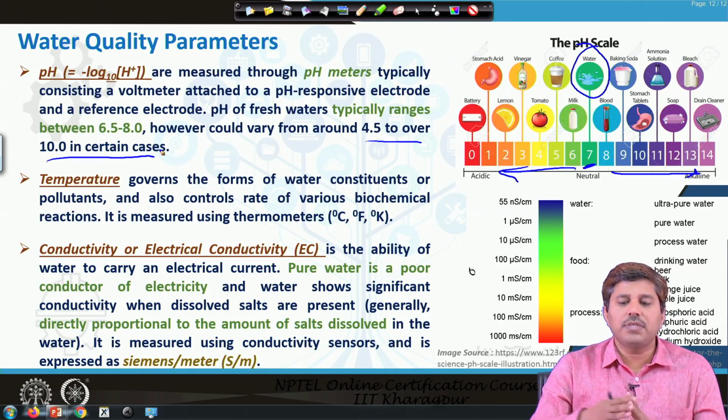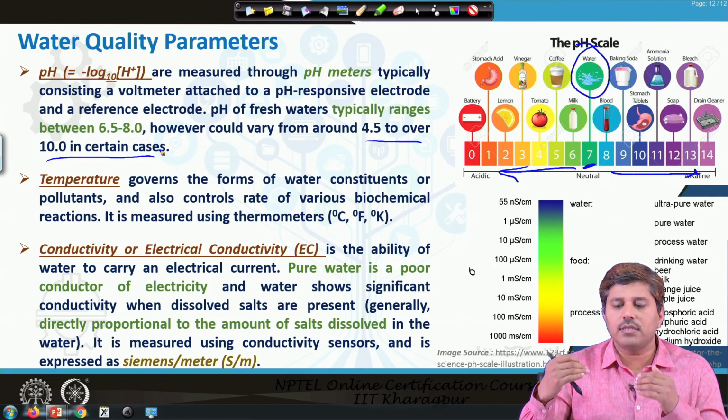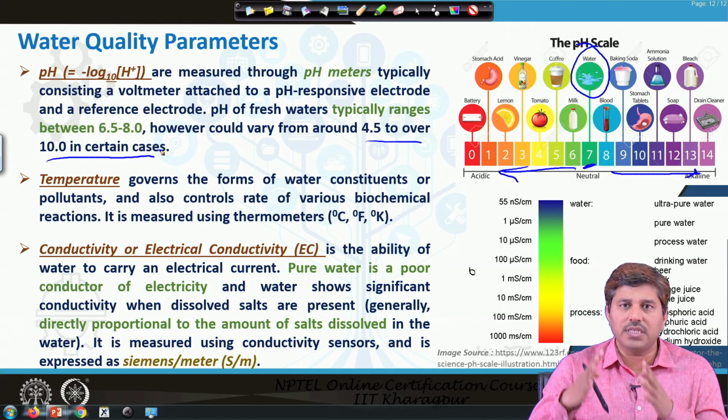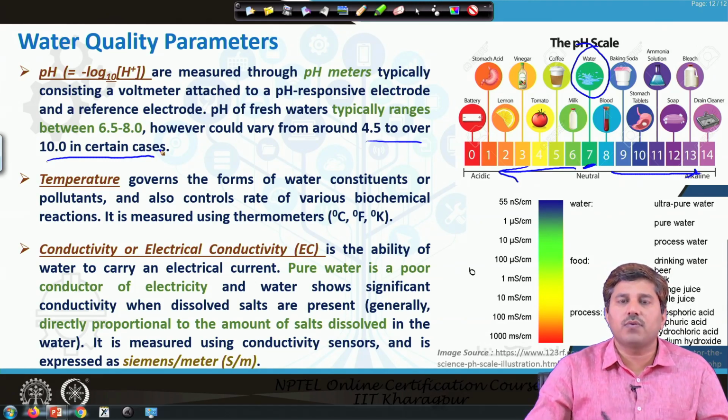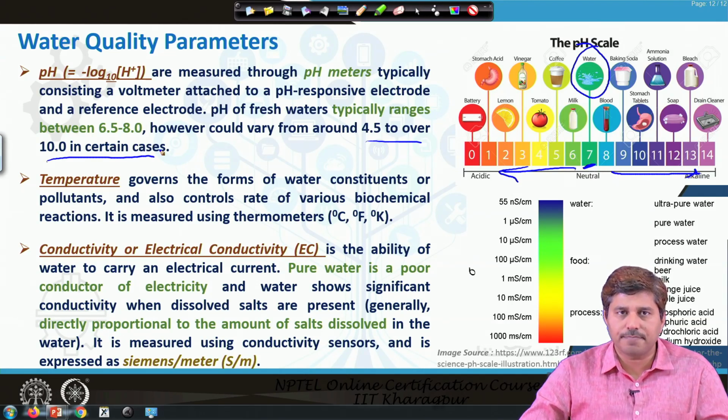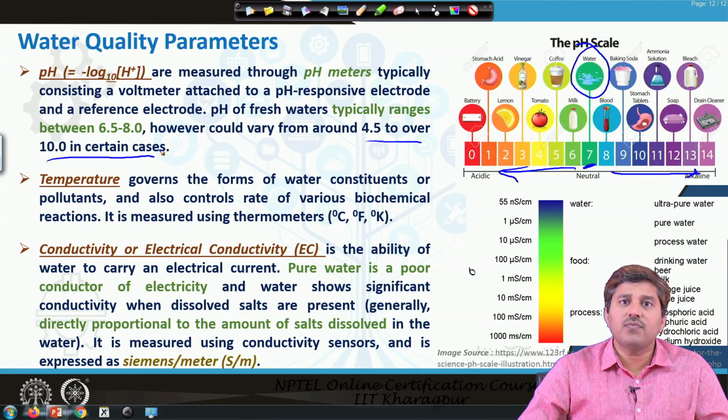So, that way the pH decides the acidity or alkalinity in the water. It is not that just pH decides that, but it gives a basic idea whether the characteristic of the water is acidic or alkaline. Then the temperature, which basically governs the form of the constituents or pollutants present in the water.